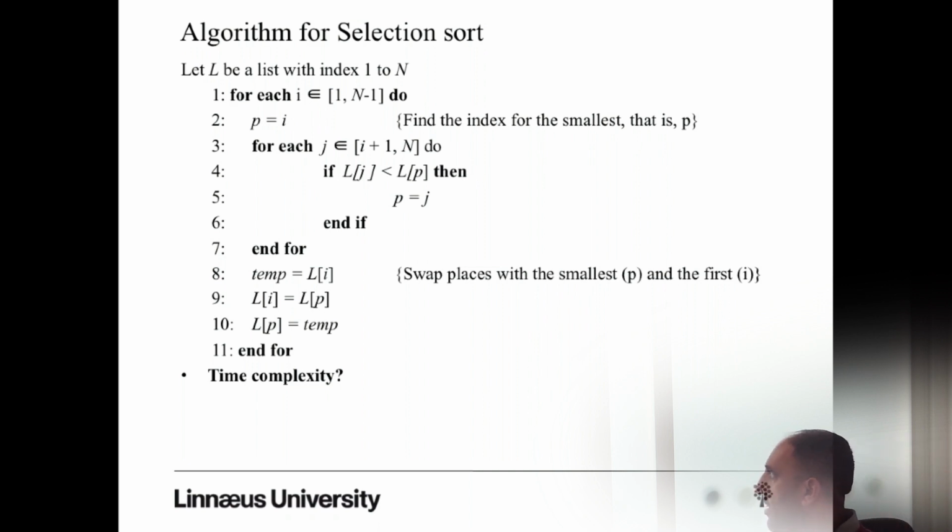Will the for each loop execute n number of times? Yes, this will execute n number of times. Because it says for each i belongs to 1 to n minus 1, so it's almost n number of times. But then in this for each loop you have another for each loop that also executes more or less n number of times. So which part will execute the most number of times?